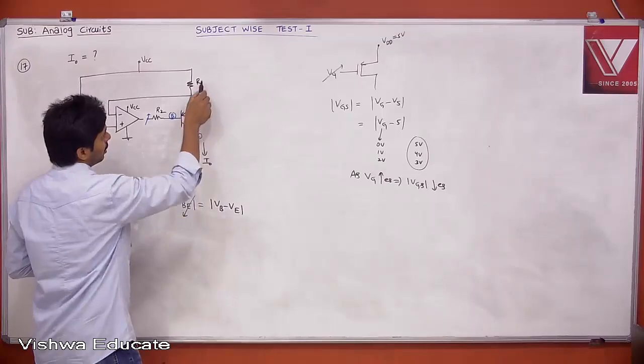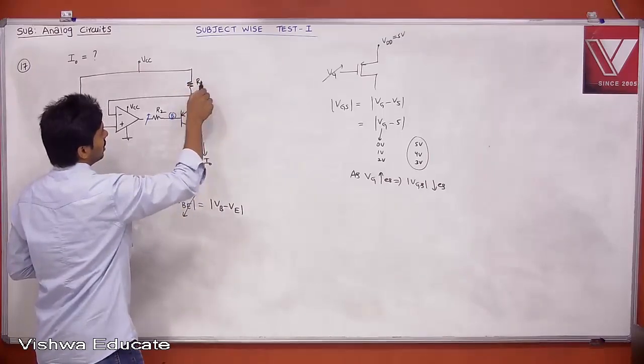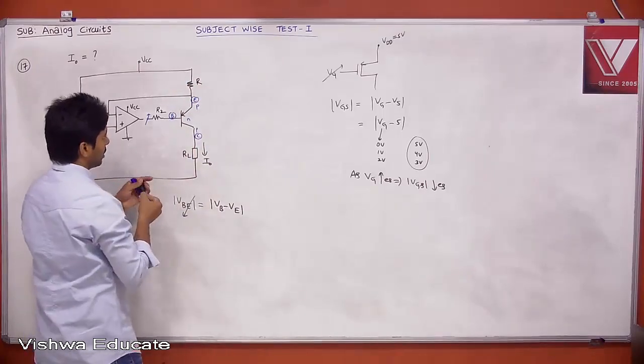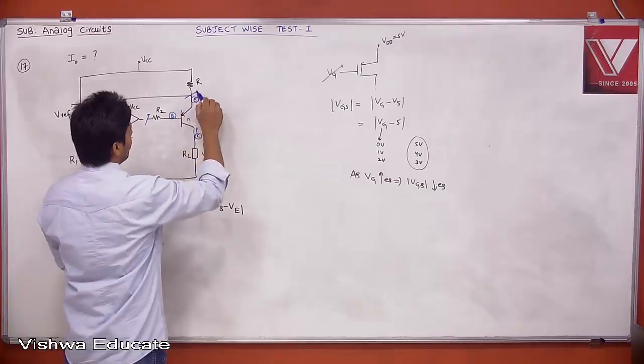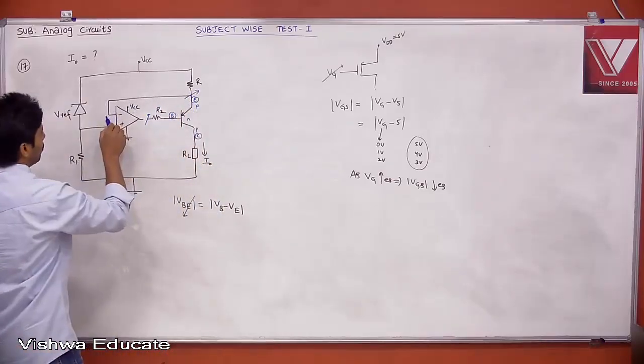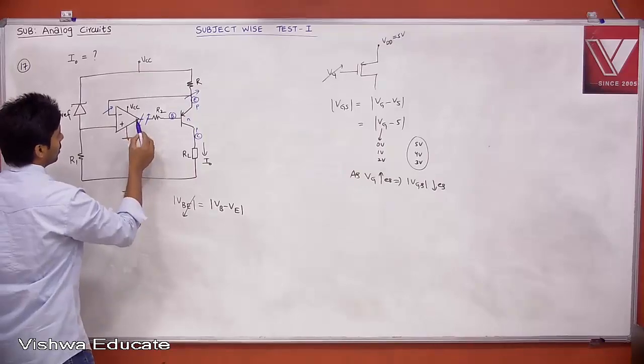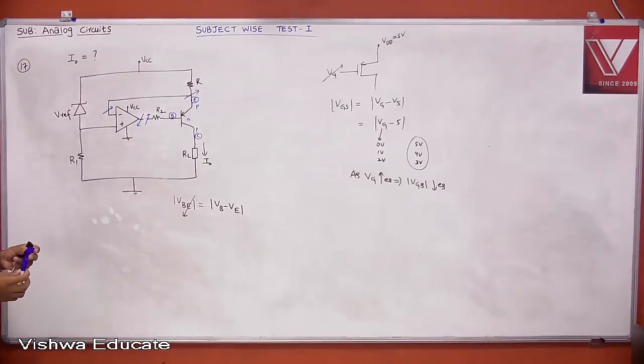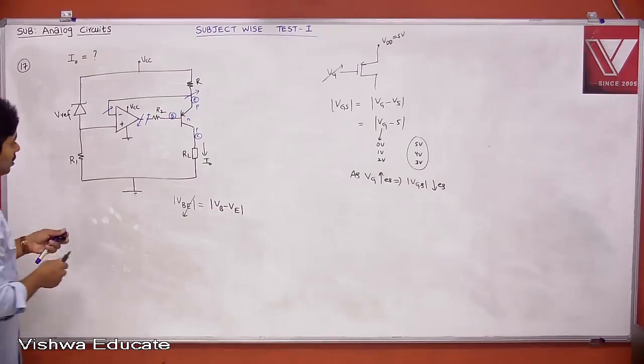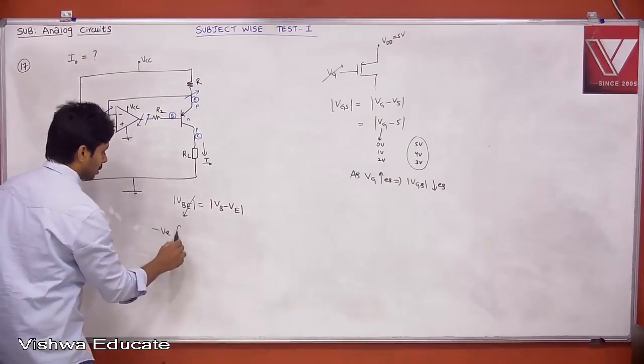When IE is decreasing, the drop across this resistor is decreasing. Then the voltage at this point will increase. And the voltage at this point is increasing, then voltage at minus is increasing. When voltage at minus is increasing, here it will decrease. Therefore, this is in negative feedback. Once this is in negative feedback, then remember we can use the virtual short concept. Therefore, this is in negative feedback.